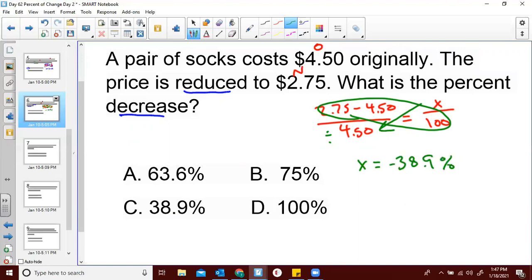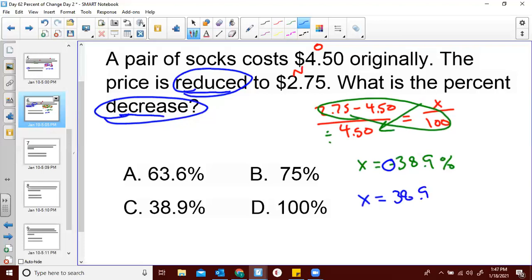Oh, remember, just to drive this home, this negative just means that we're decreasing, right? Because it was reduced. So our x is just going to equal a positive 38.9%, because you're never going to have a negative percent, which will just be C.